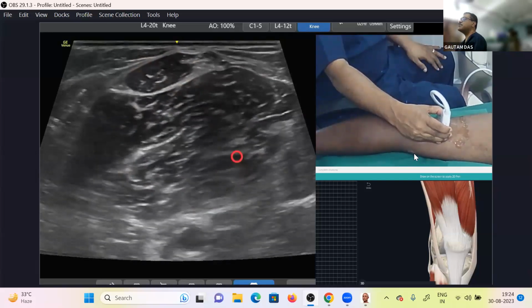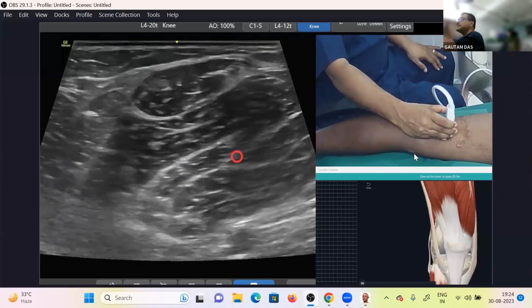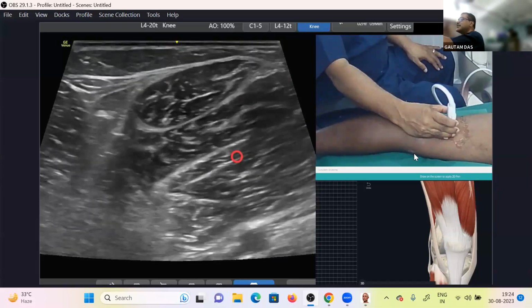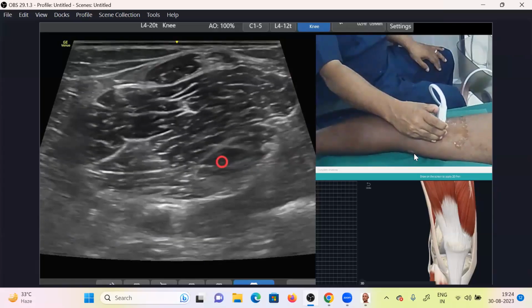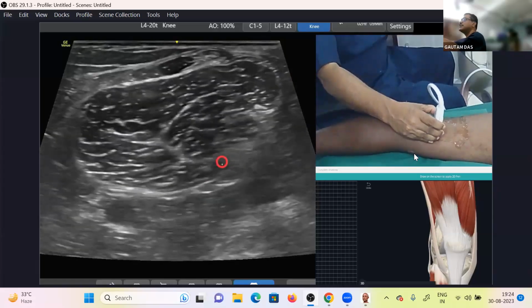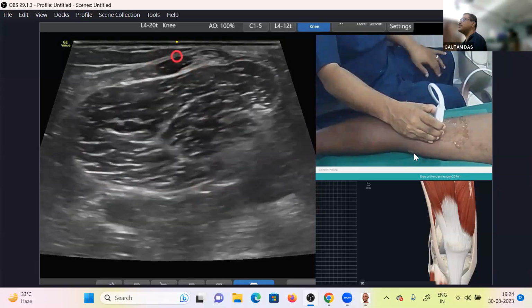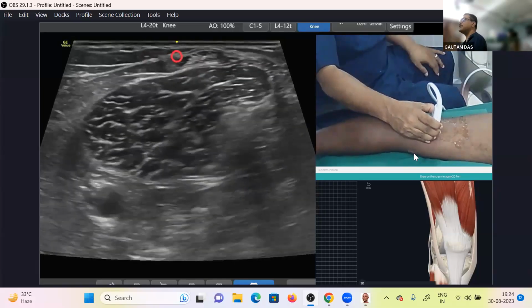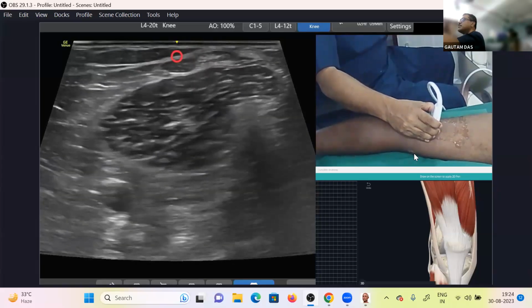If I'm going above, you see, semitendinosus becoming more and more muscular. And this is your semimembranosus. You know, it's like a pot. This is a large circular area and a small part of the tendon there. It is becoming completely tendinous now. Okay. So this is your semimembranosus.